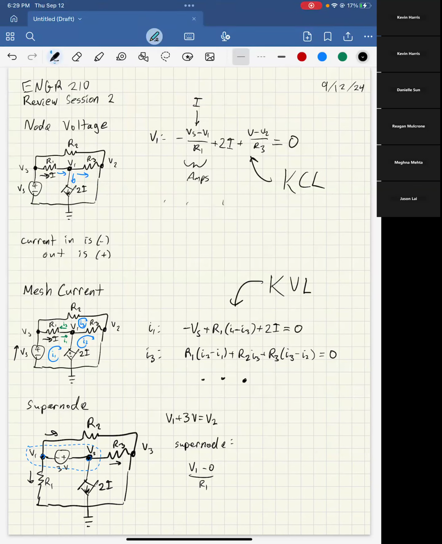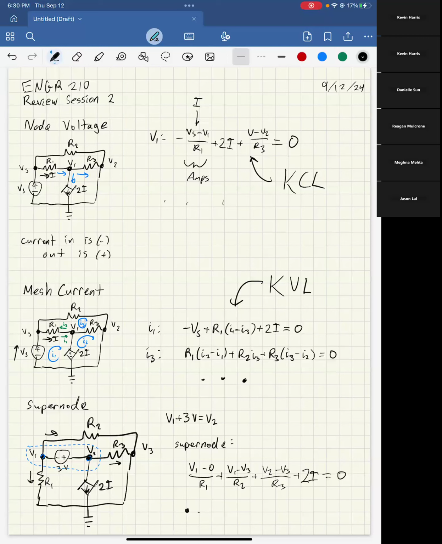So V1 minus 0 over R1, that's that first path. And then V1 minus V3 over R2. And that covers all of the currents going in and out of V1. But then we're still talking about the same node, the same supernode. So we'd have V2 minus V3, this is the one going to the right, over R3, and then plus just that 2I current source. And that would be your supernode equation.